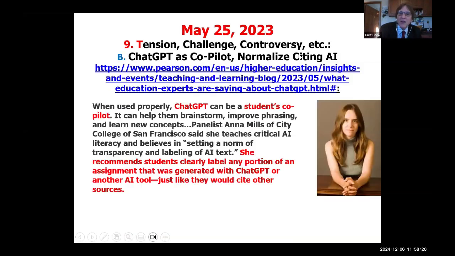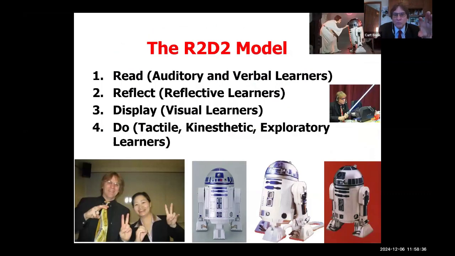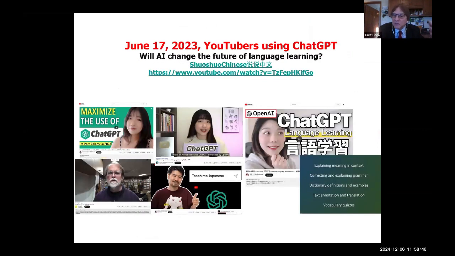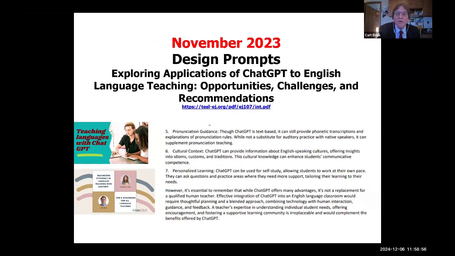Okay, so I should probably go to the other model briefly here and just point out there are other aspects of this with tension and yielding products that I didn't have time to get to, but that's the TEC-VARIETY model. The other model is R2D2. And it involves words. So having people input into ChatGPT an article and generate questions and summaries, and have ChatGPT used to explain meaning and grammar rules and definitions and vocabulary. You can have it as a writing partner, as a grammar partner, and so forth.